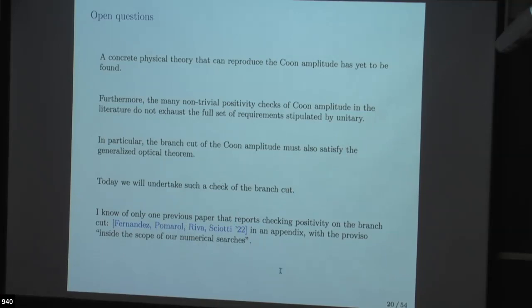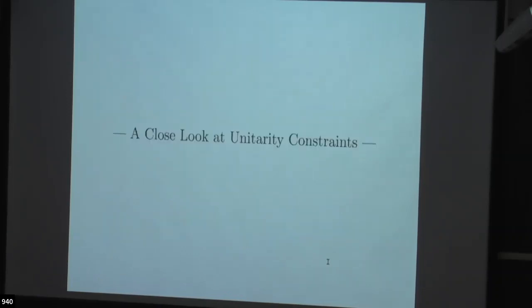But they mentioned the Coon deformation. Actually not Coon Veneziano, but the Coon Lovelace-Shapiro amplitude. And so there they just mentioned that they did check the positivity of the branch cut, but they actually had this little proviso: inside the scope of our numerical searches, right? So at least it appears that if you just do a quick numerical check, it appears unitary. But now we're going to try to do a really thorough, systematic check and see if it holds true. And of course, I guess spoiler alert, it won't, but I think you already knew that.